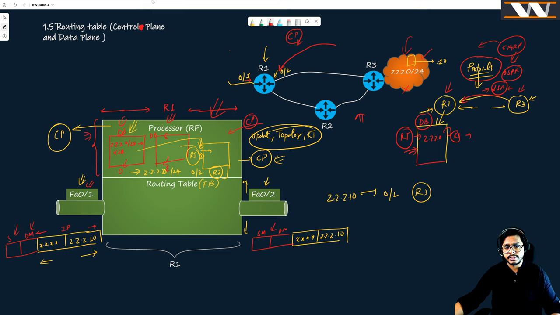Source MAC is going to be pretty easy, right? Maybe the address associated with this FA0/2, which is maybe B or A:A:A, so it can write it right here. But to get the destination MAC, it has to do ARP. And if it has to do ARP, then this packet is going to sit in the memory of this router. This is not the efficient way of doing it.